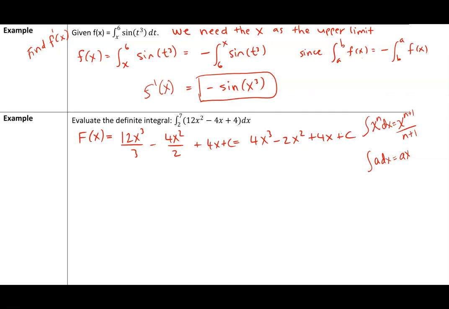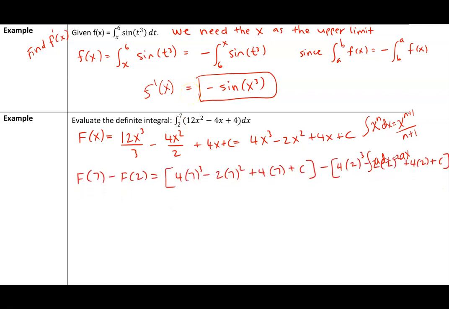Now, according to the first fundamental theorem of calculus, if you want the antiderivative between 2 and 7, we're just going to find, let me actually write these on the side, we just want to find F of 7 minus F of 2. So F of 7 means we're going to replace all the x values with 7, and then minus F of 2 means we're going to replace all the x values with 2, which is what I did here.